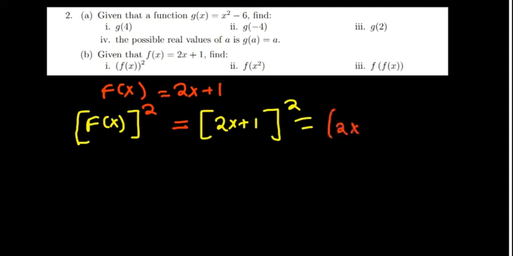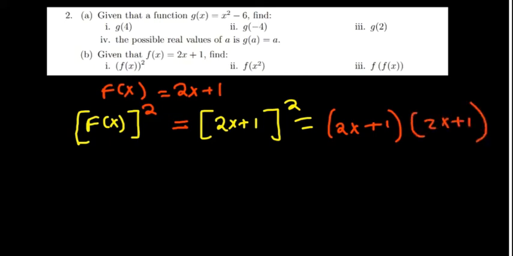So substitute, what do you know in this case? You know that f of x itself is 2x plus 1. Now what you are doing is squaring this. That's what we are doing. So perform this normal algebraic multiplication. So we have 2x plus 1 multiplied by 2x plus 1.